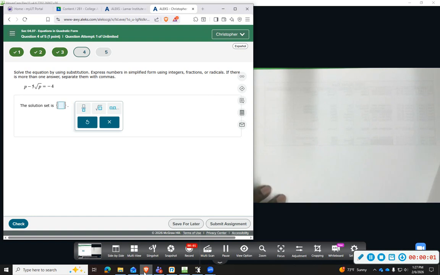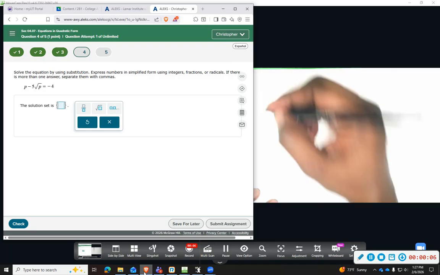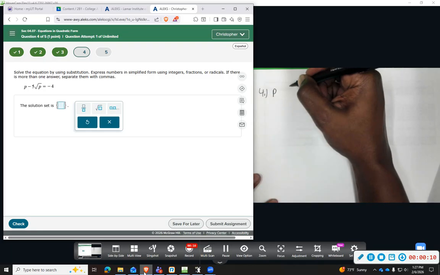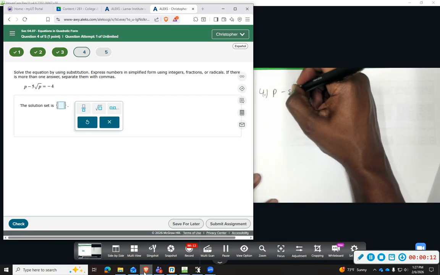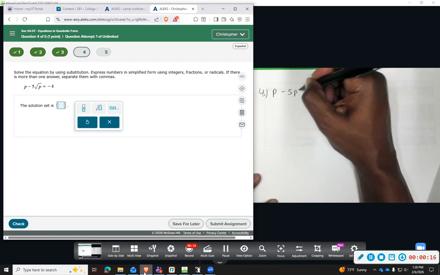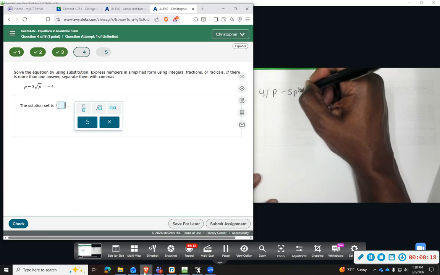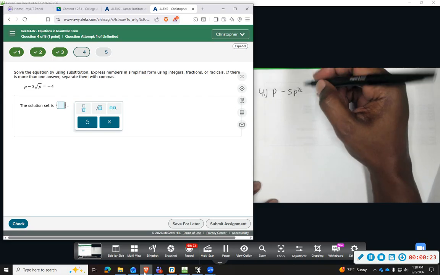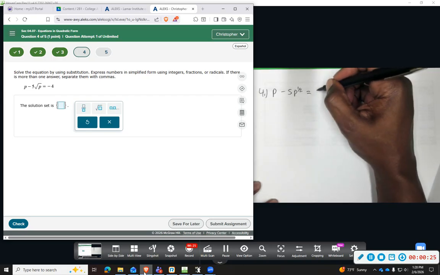All right, number 4, I'm going to solve using substitution. So we have p minus 5 times the square root of p. I'm going to write this as p to the 1/2 power. And then plus 4 equals -4.